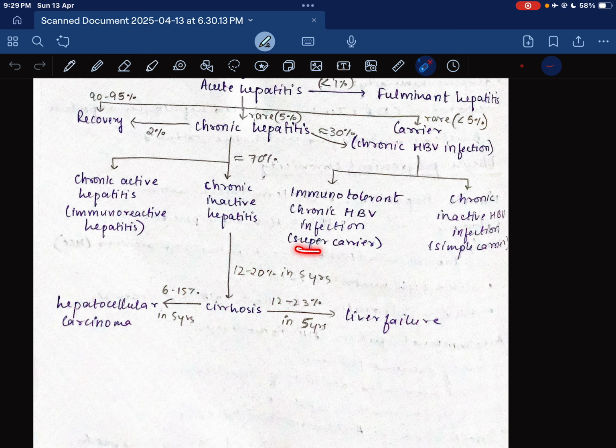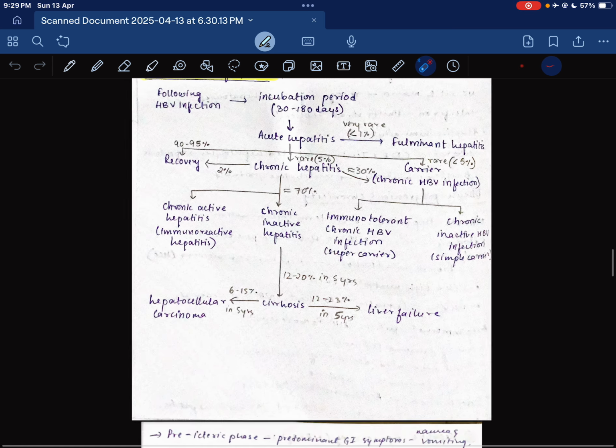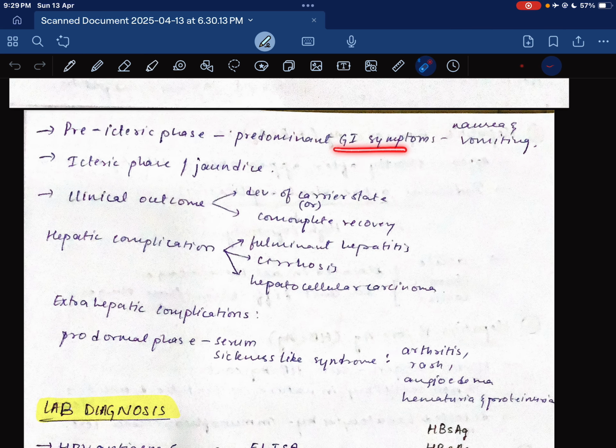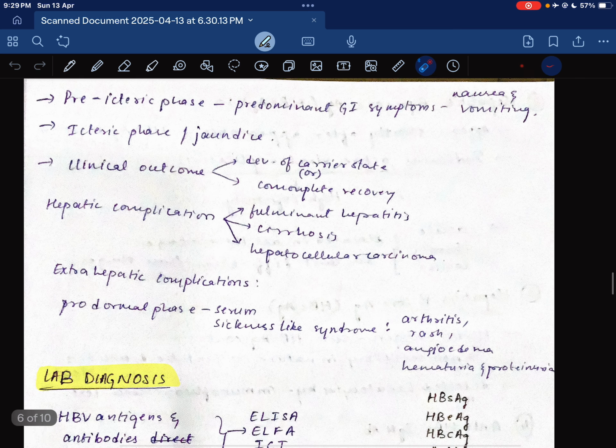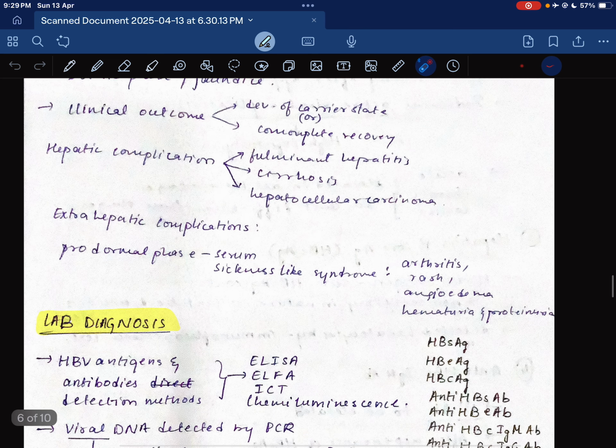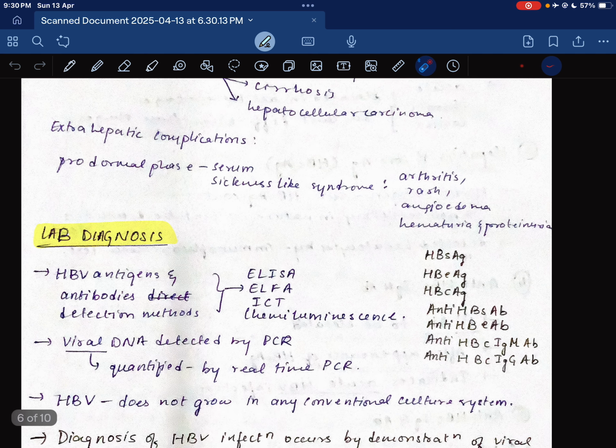Carrier is of two types: super carrier and simple carrier. Super carrier is immunotolerant chronic HBV infection. Simple carrier is chronic inactive HBV infection. Then the pre-icteric phase, with predominant GI symptoms, nausea and vomiting. Icteric phase: jaundice. Clinical outcome: development of carrier state or complete recovery. Hepatic complications are fulminant hepatitis, cirrhosis, hepatocellular carcinoma. Extrahepatic complications are in the prodromal phase, serum sickness like syndromes such as arthritis, rash, angioedema, hematuria and proteinuria.